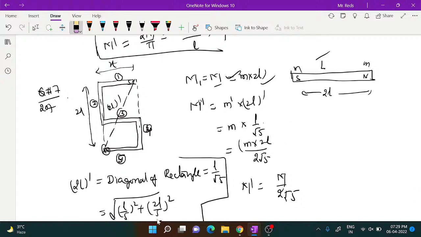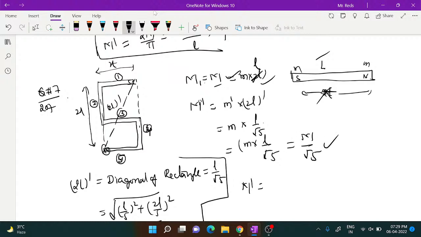So no need to do this actually in this one. Yes, sir. So now it comes M by... So actually, this is L only. You have taken it as given L, but we have taken this as 2L. So no need to complete this. So it is M into L by root 5. This is not 2L. This is L only. M into L is capital M. So then it is capital M by root 5. Capital M by root 5. Yes, sir.